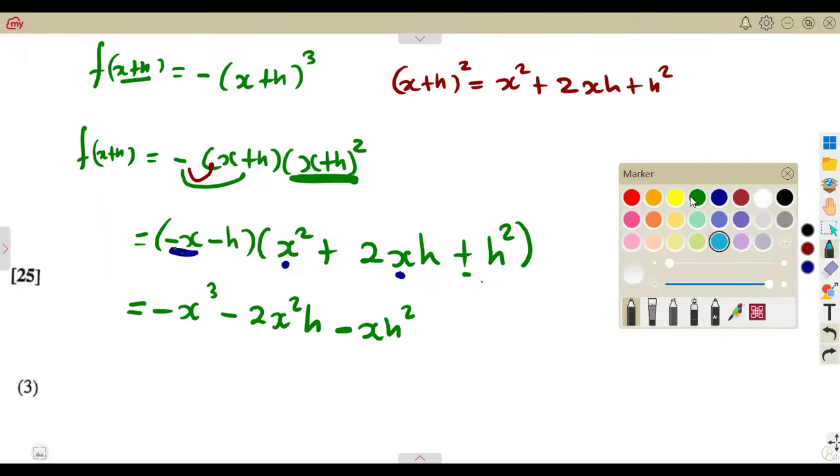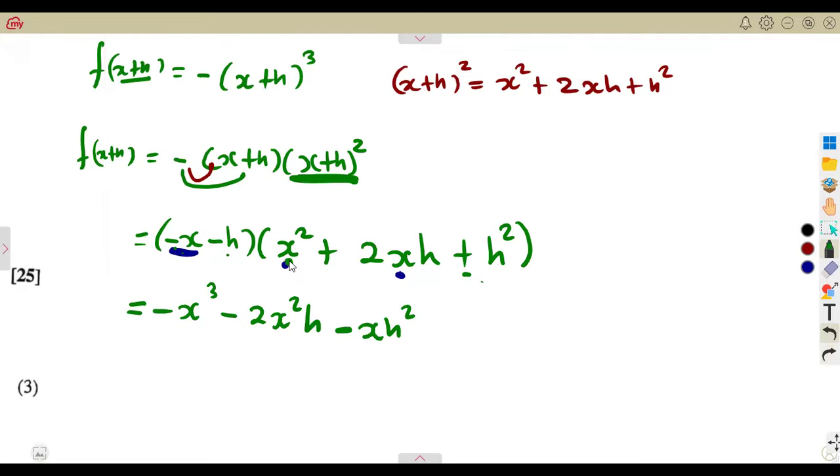So let's multiply. Minus h times x squared. So it was supposed to be minus h x squared. But take note, they were writing in terms of x followed by h. So do the same thing. Start with x. So it will be minus x squared h. Okay? You do the same thing. So here, it multiplied here. It also multiplies this part.